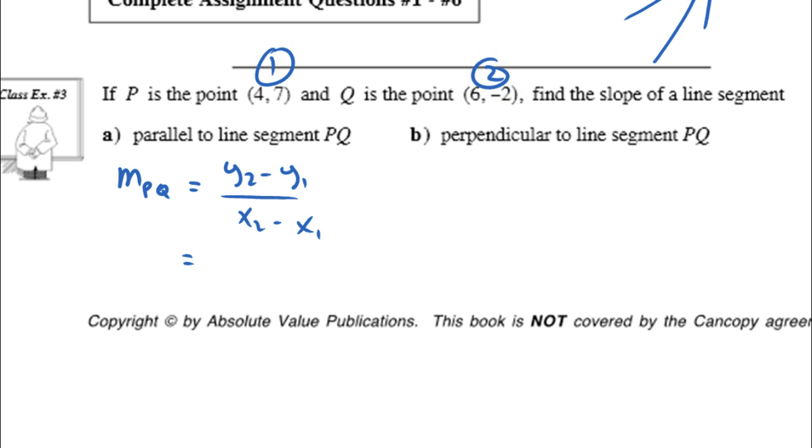So I got 7 minus negative 2, which is 7 plus 2, over 4 minus 6, which is 4 minus 6. So I'm going to get 9 over negative 2. There's my slope of PQ. Parallel to that would also be negative 9 over 2. Perpendicular, on the other hand, would just be 2 over 9 and positive 2 over 9. Okay, so there we go.